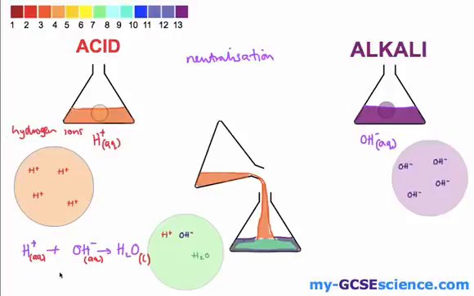Okay, so that's an overview of what we mean by acid and alkali and what we mean by neutralization, and you should be able to talk about concentrations of hydrogen ions and hydroxide ions. Let's write that out. Hydroxide ions, and what happens when we have neutralization.